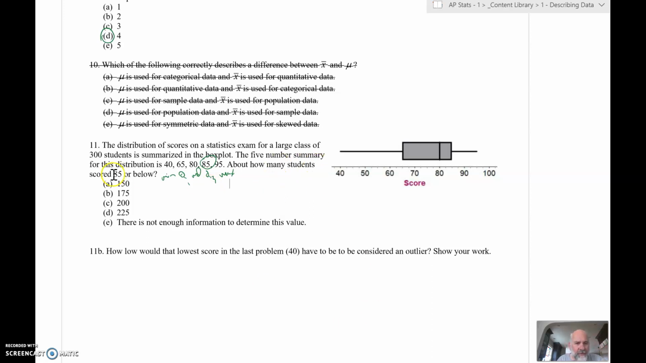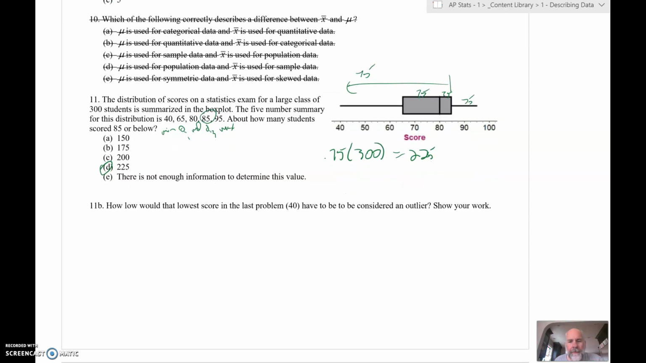So about how many students scored 85 or below, about 75%, but that's 75% of 300 students. So it's 75% of them scored from here or below, and 75 times 300 is 225. So there's 75 students down here, and then 75 here, and 75 here, and 75 there. And so it's about 225.